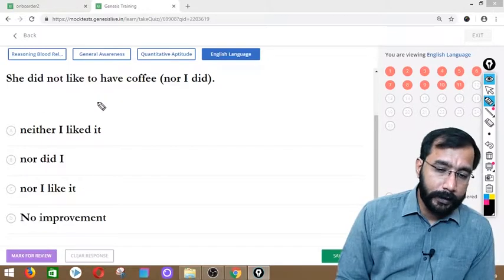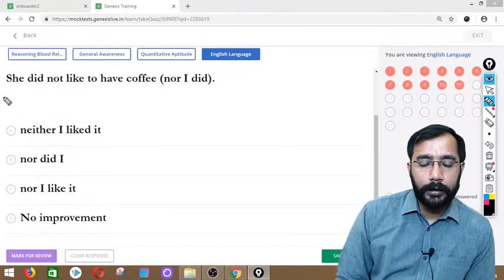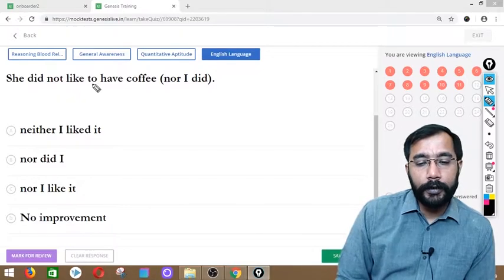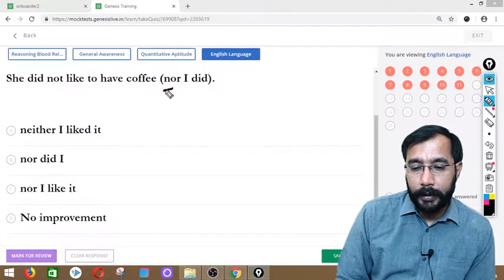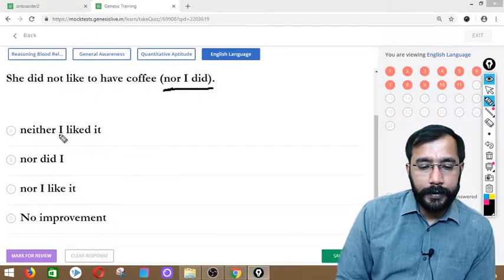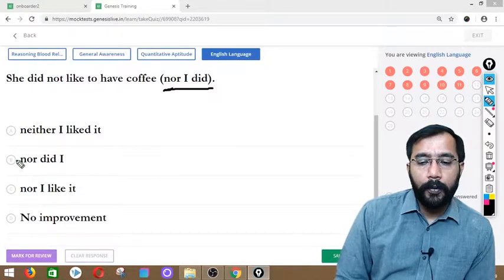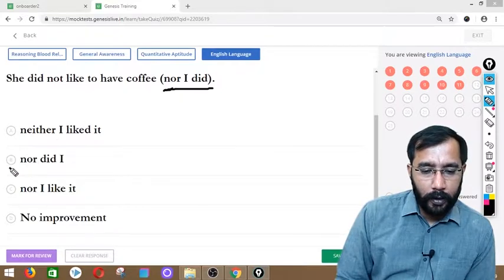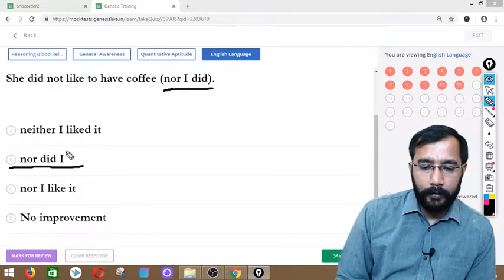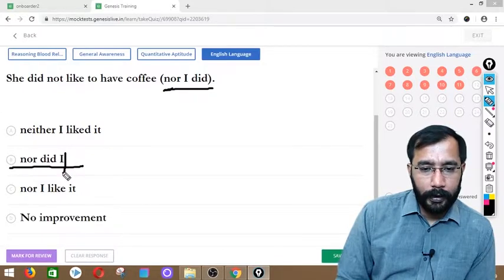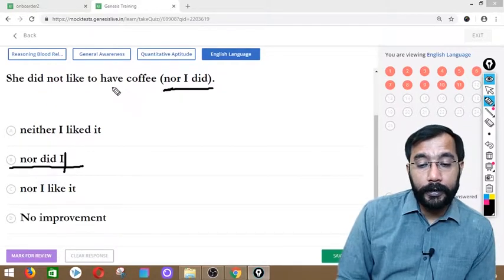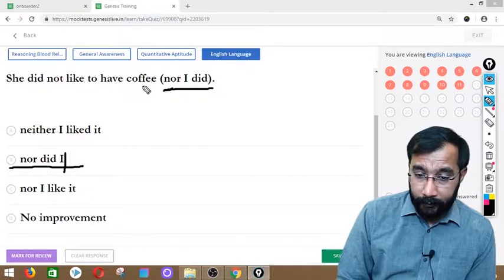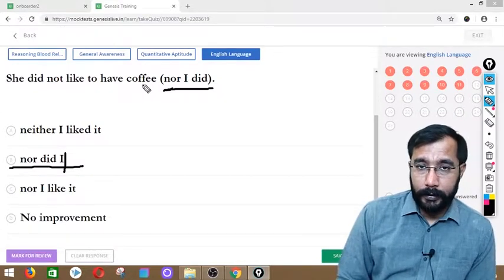All right. So, let's look at this sentence. The next question is she did not like to have coffee, nor I did. We are supposed to improve the words in this particular bracket. All right. So the options given are neither I liked it, nor did I, nor I like it, no improvement. The right answer for this is nor did I. So the right way to use this particular sentence is she did not like to have coffee, nor did I. That's the right answer, option B.